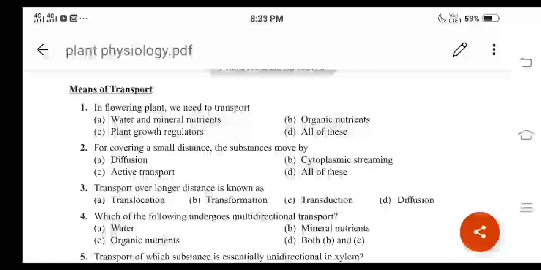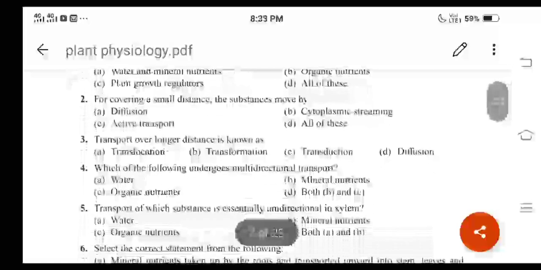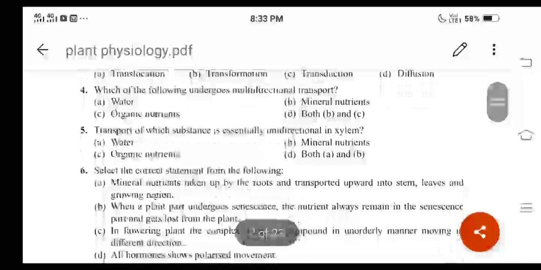It is nothing but both B and C, mineral nutrients as well as organic nutrients. They will show multi-directional transport in the plant body, right? So option D is the correct answer. Then let us move on to the next question, question number 5.